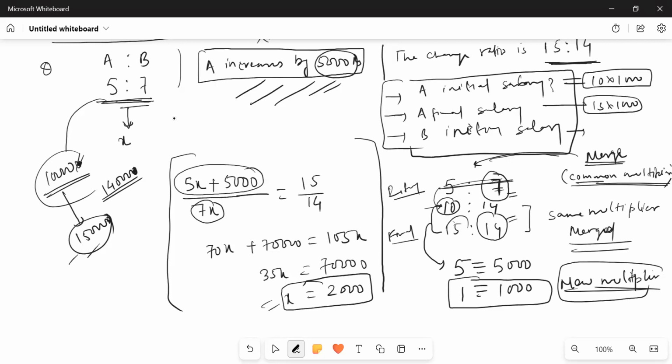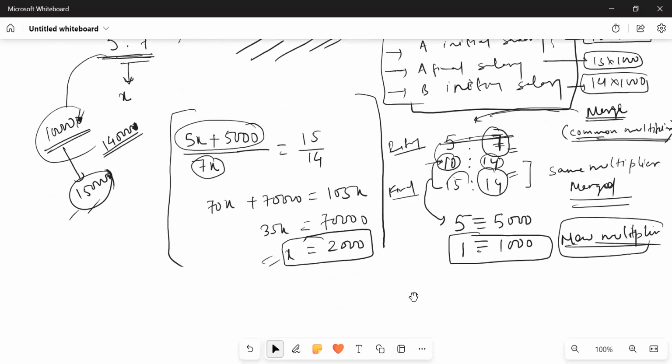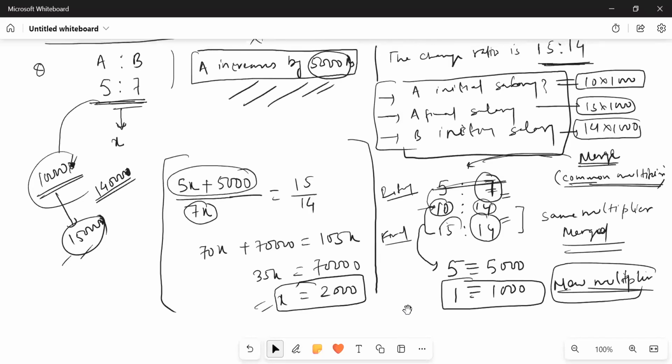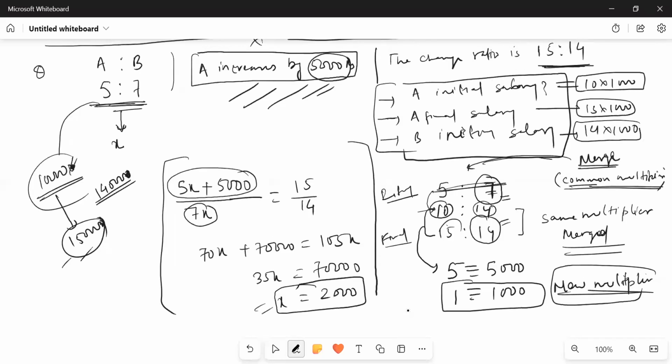B initial salary, it is 14 here. So 14 into 1000. Did everyone get that? Sabko samajh mein aaya kya hua yahan pe? Yes, sir. Snehal is trying to ask something.